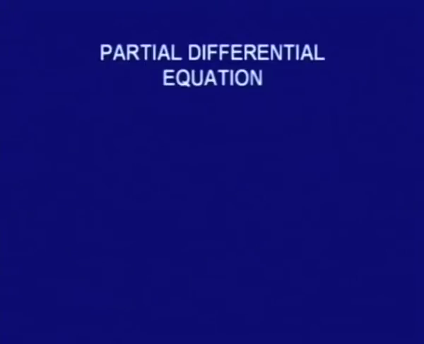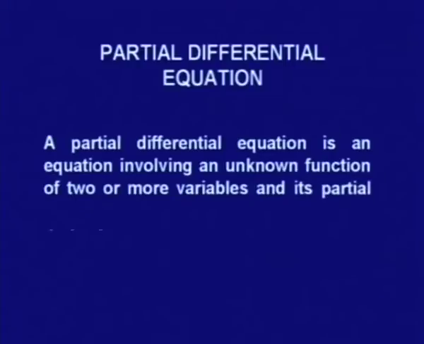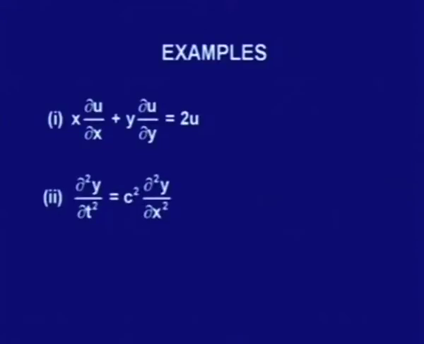Now, a partial differential equation is an equation involving an unknown function of two or more variables and its derivatives with respect to independent variables. Thus, in our examples, x times del u over del x plus y times del u over del y is equal to 2u, and del 2y over del t2 is equal to c square times del 2y over del x2 are examples of partial differential equations. Here in the first example, u is a function of two variables x and y and the equation involves partial derivatives with respect to x and y. While in the second equation, y is the unknown function and this function is of two variables t and x, and it involves the second order partial derivative with respect to these independent variables.